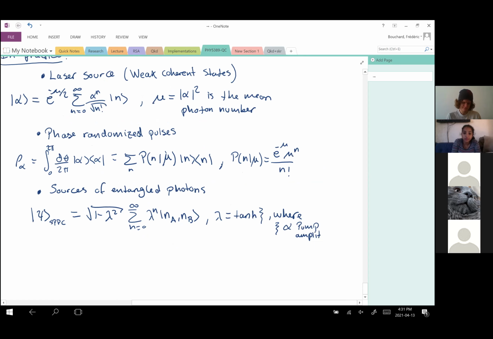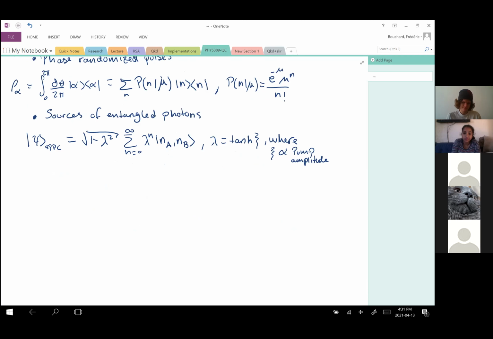So if you have a state coming from SPDC, most of the time you're going to get vacuum and vacuum. So this is not useful. But sometimes you're going to get a 1-1 state. And in that case, if Alice has the source to herself, she can keep one photon, measure it, and then send the other one to Bob. And in this case, she just uses the fact that she gets a click that tells her there was another photon. So this is called a heralded single photon source.